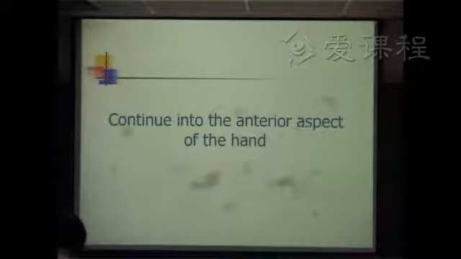Okay, we will continue our work to the anterior aspect of the hand.